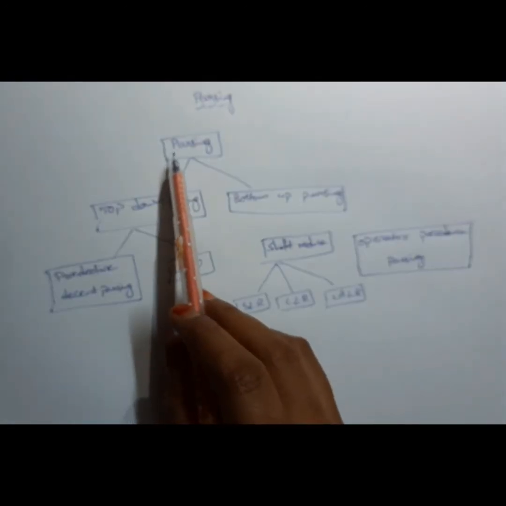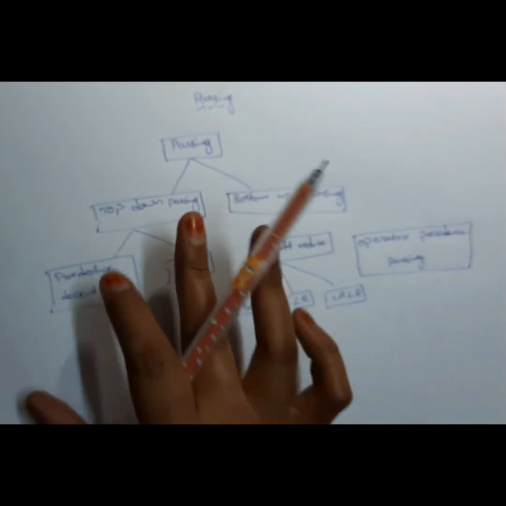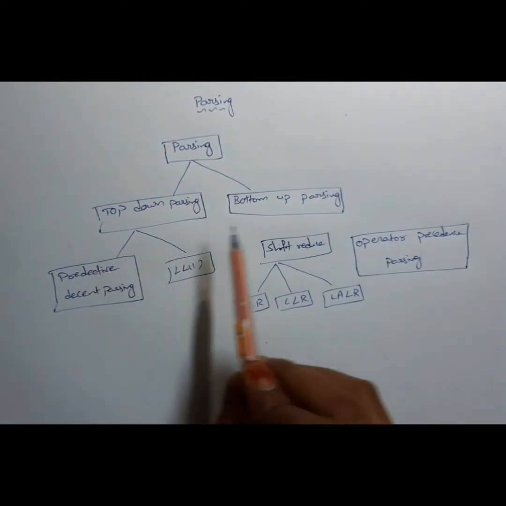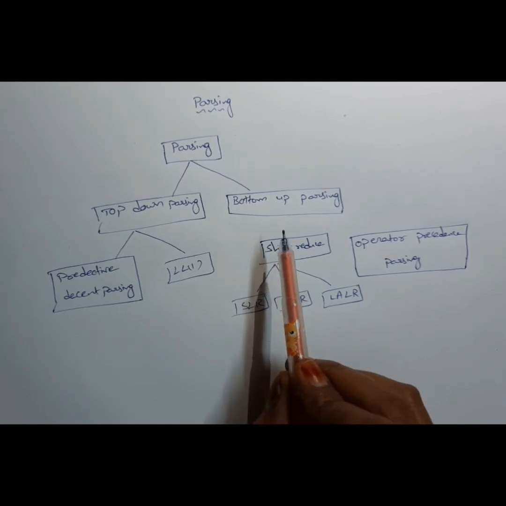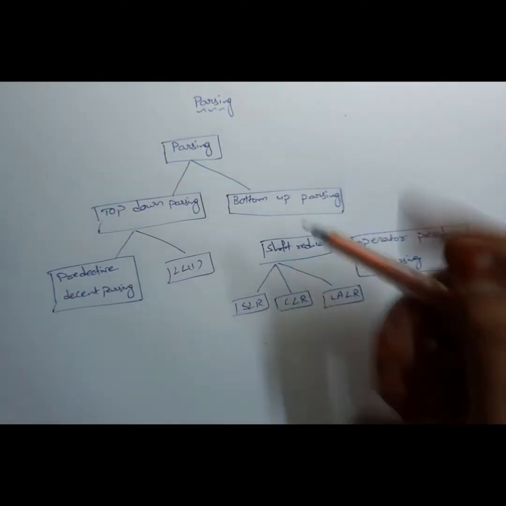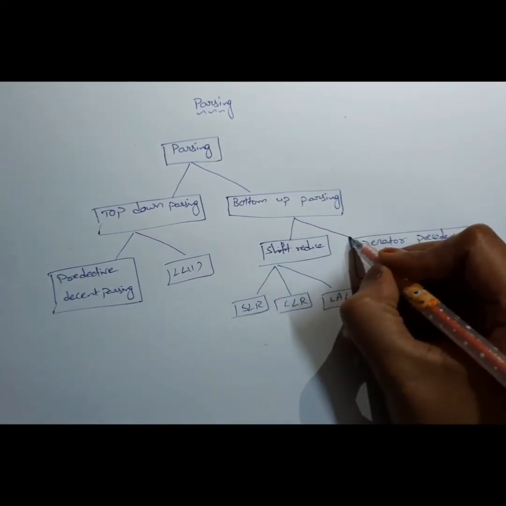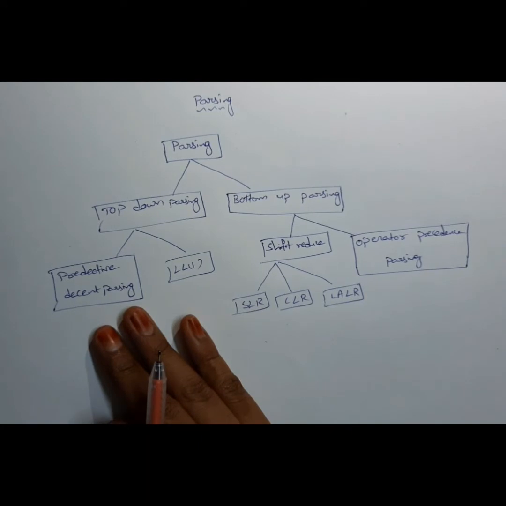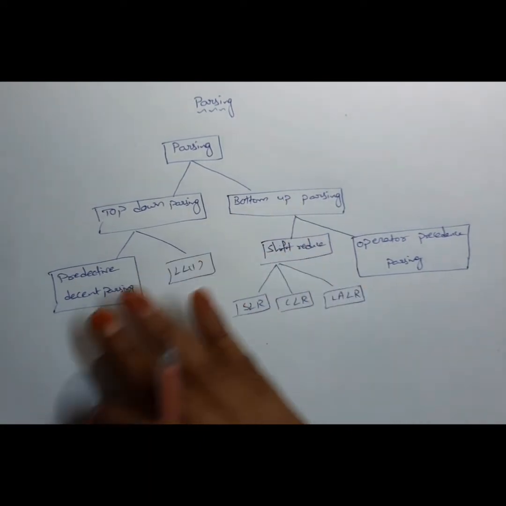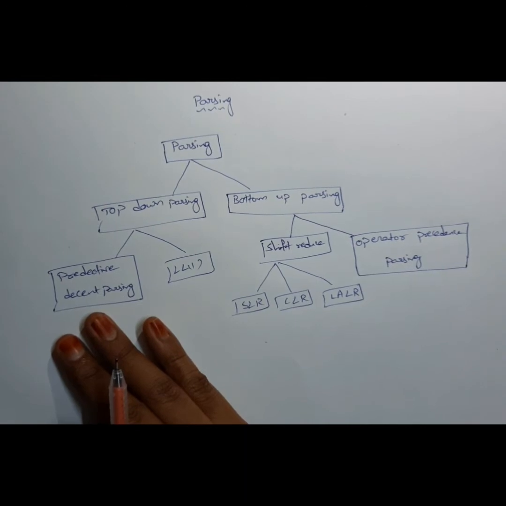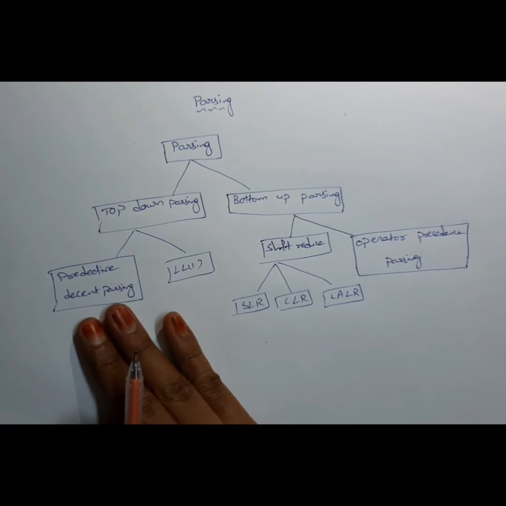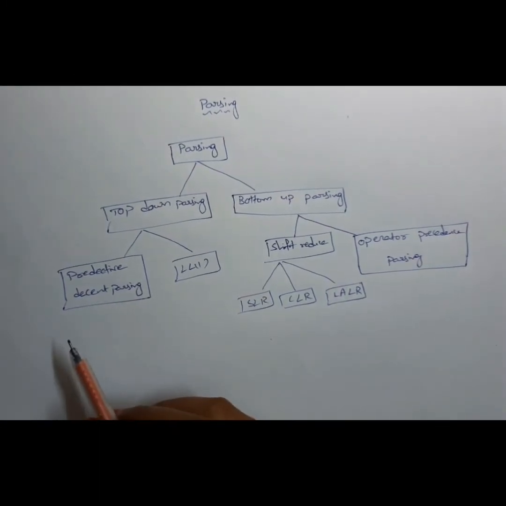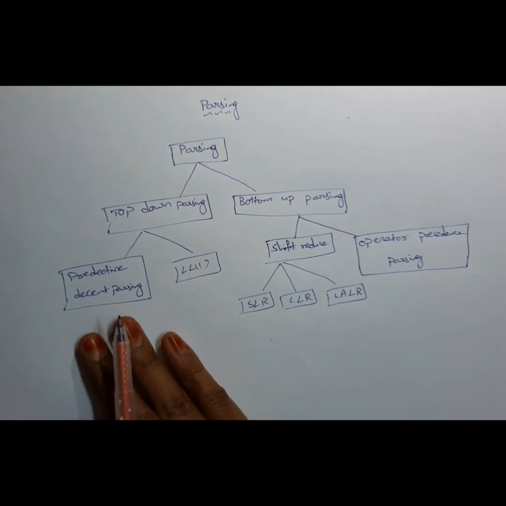In parsing, we have two different types of parsing techniques. One is top down parsing, and the second one is bottom up parsing. And again, top down parsing and bottom up parsing are subdivided into different parts. I will explain these parsing techniques in detail in later videos. Now in this video, I would like to explain predictive descent parsing. This predictive descent parsing is also called non-recursive descent parsing. I will explain it with an example in detail.